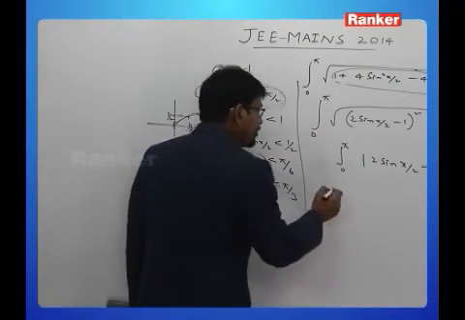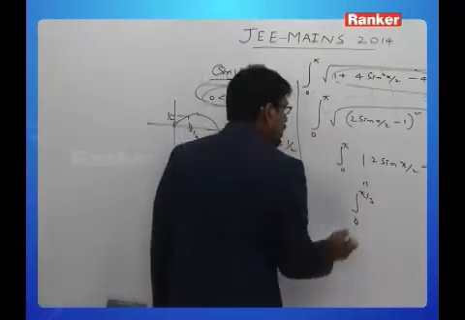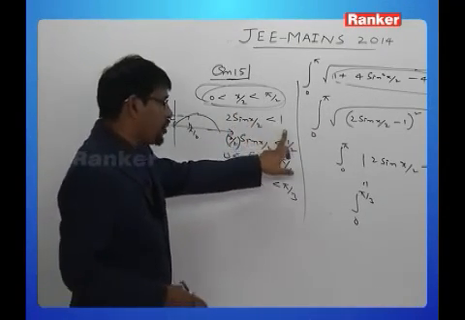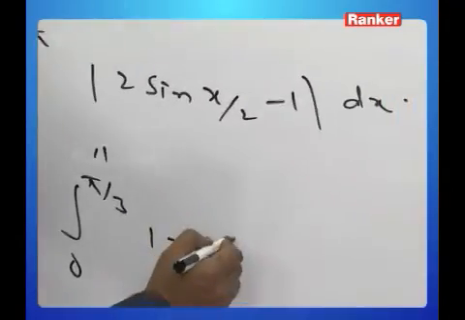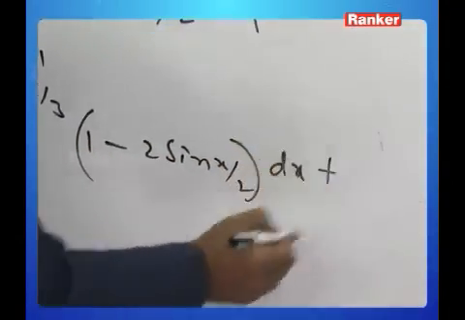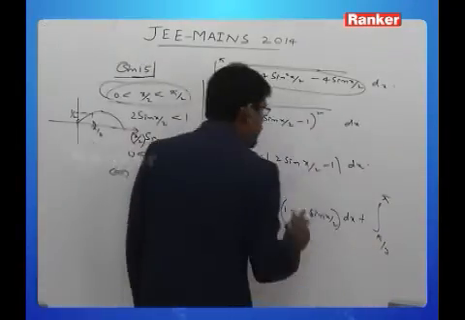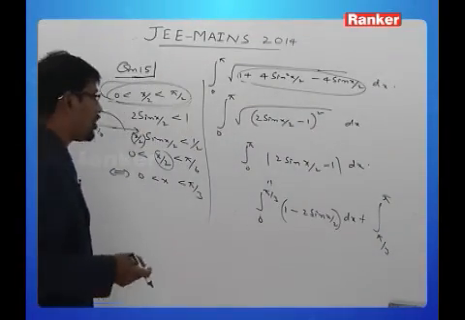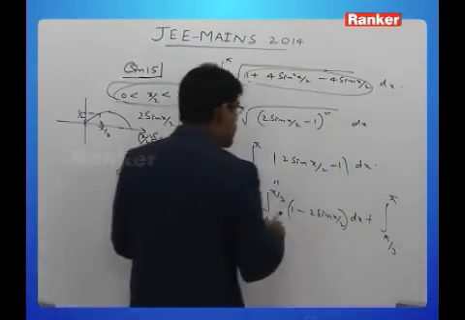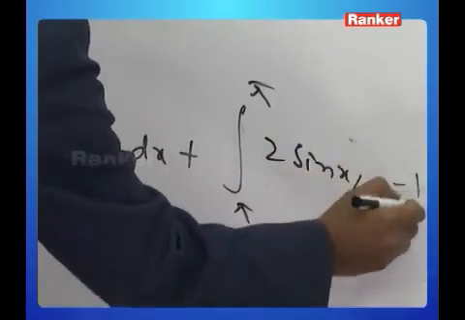So this interval has to be broken up. 0 to pi by 3, which is dominating which one? 2 sine x by 2 is dominated by 1, so it should be 1 minus 2 sine x by 2 dx. And within the interval pi by 3 to pi, we will have the reverse of it. That is, 2 sine x by 2 will dominate 1, so we'll have 2 sine x by 2 minus 1 dx.